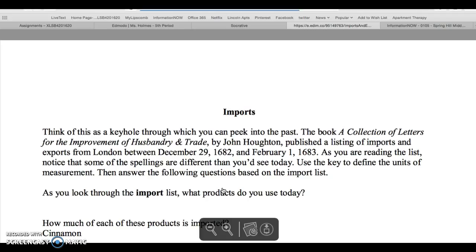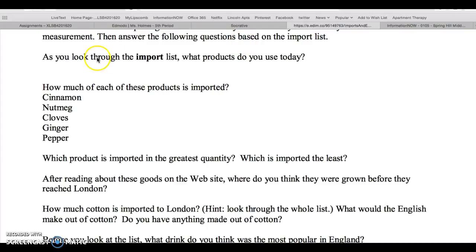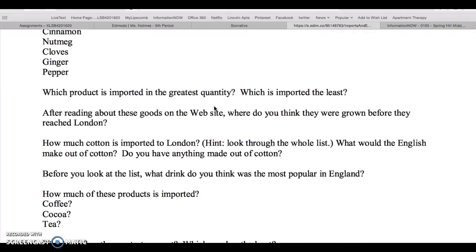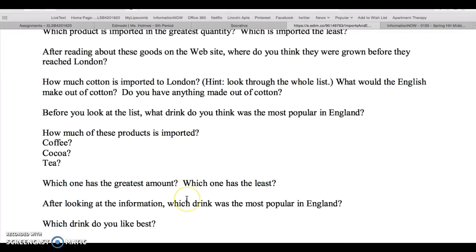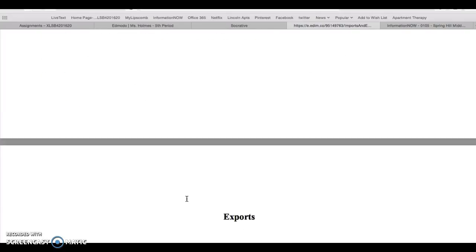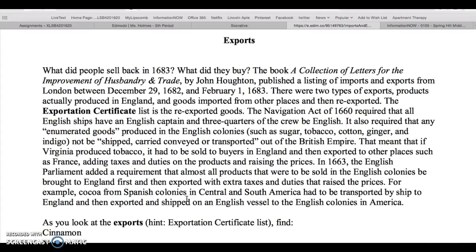The activity questions are here. It's from a collection of letters for the improvements of husbandry and trade by John Houghton, and it was published in the late 1600s. And when we're looking at those, it has several questions on there. It asks them, what products do we still use? How much of these products was imported at that time? Where do we think these were grown before they reached London? What would the English make out of cotton? It kind of walks them through some of this process. This was to set them up for the next day when we did a PBL activity over the Columbian Exchange.